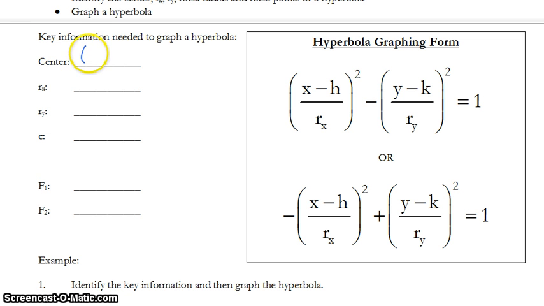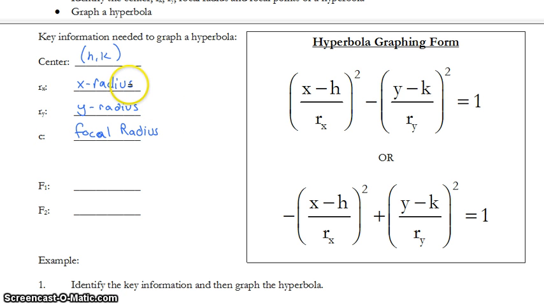Your center is still located at h, k. Rx is still considered your x radius, but it's going to act a little bit different. It's going to be interesting to see as we graph it. The Ry is still your y radius, and C is still your focal radius. But we find it in a different way.